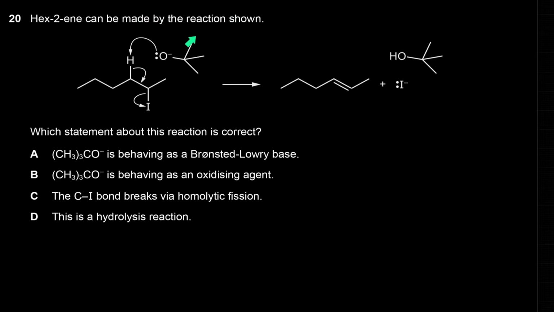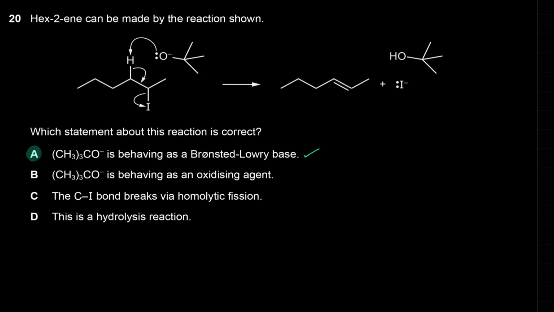Hex-2-ene can be made by the reaction shown. Which statement about this reaction is correct? CH3 thrice CO minus is behaving as a Bronsted-Lowry base. Well, it's accepting a proton, so therefore it is a Bronsted-Lowry base. So the answer here is A.